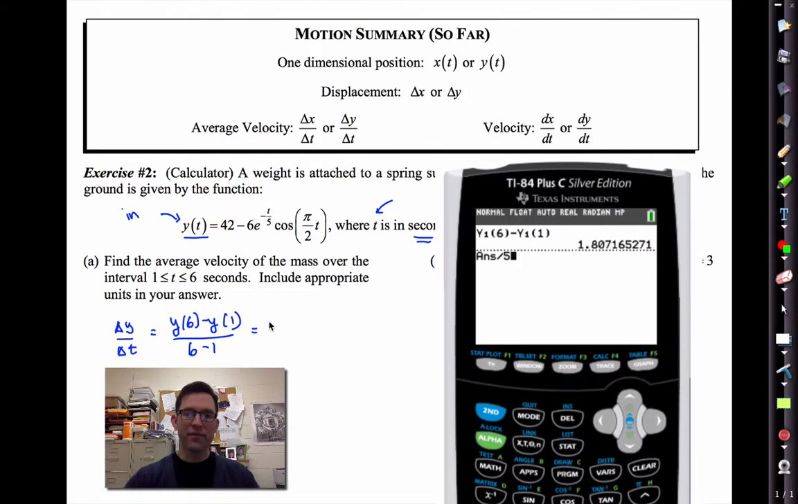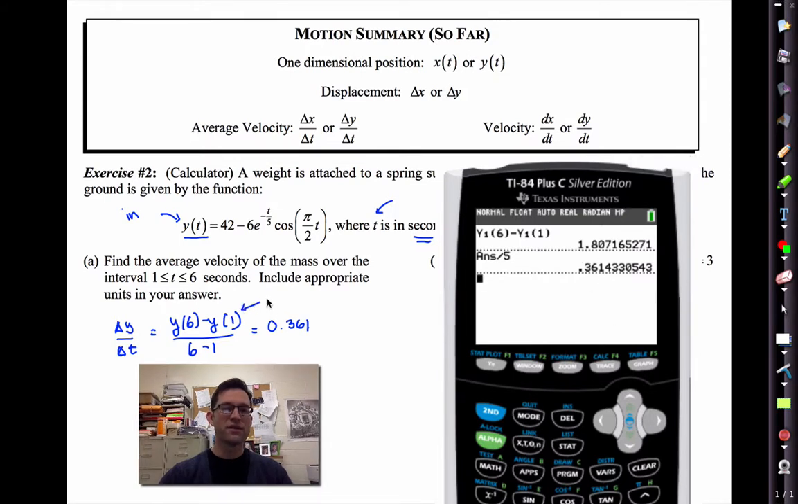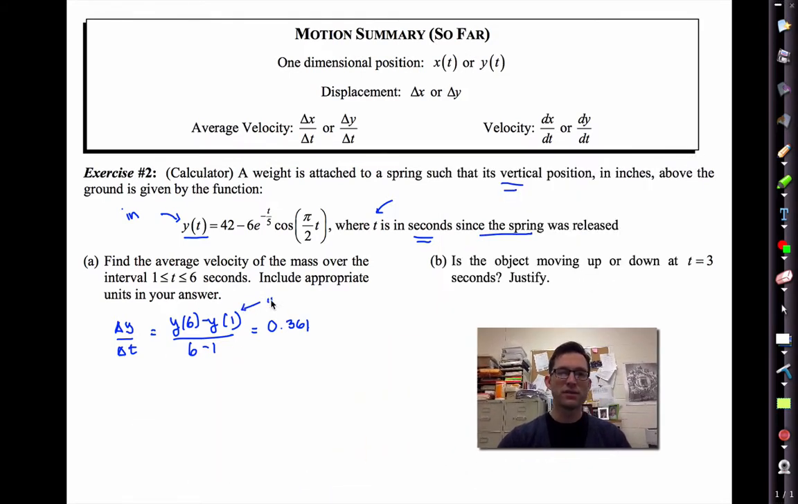And what I'm going to get is 0.361 here, right? This had units of what? Inches? Right here, units of seconds. So my average velocity was 0.361 inches per second. Isn't that function notation nice on the graphing calculator? I absolutely love it. Now we're going to use it as well in letter B.